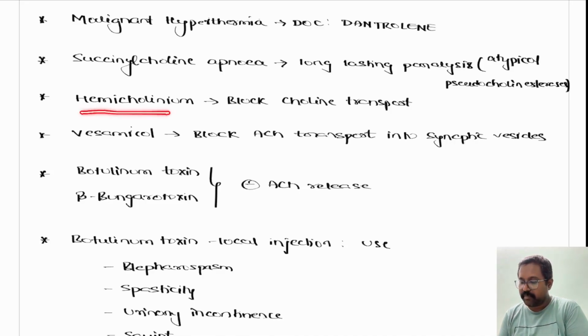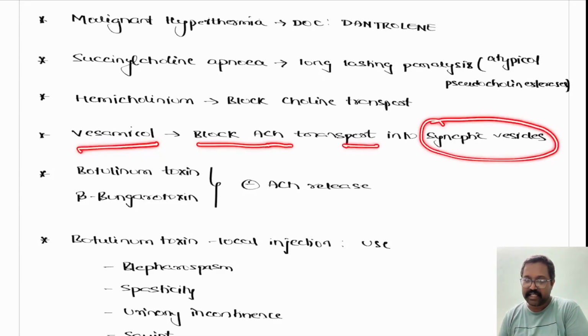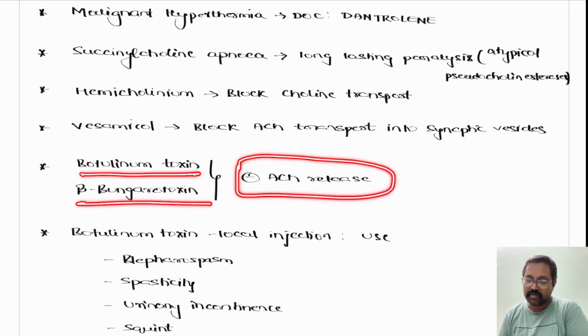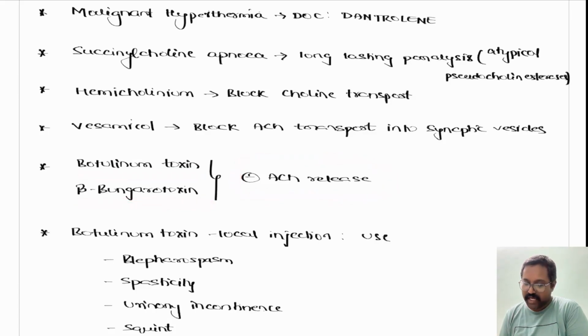So what is hemicholinium? Hemicholinium blocks the choline intake into the presynaptic nerve terminals, where it is required for the synthesis of acetylcholine. Vesamicol is another antagonist which blocks acetylcholine transport into the synaptic vesicle in the presynaptic nerve terminals. Then we have botulinum toxin and beta-bungarotoxin, which decrease the release of acetylcholine into the synaptic cleft.